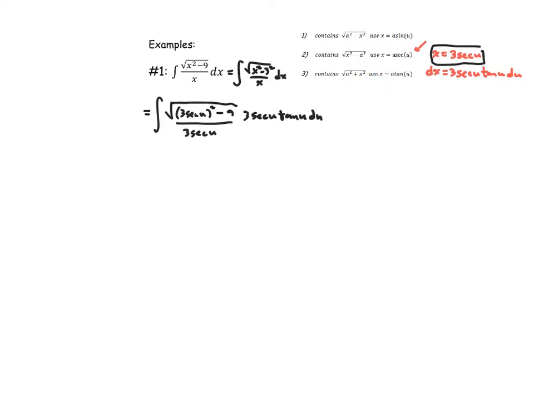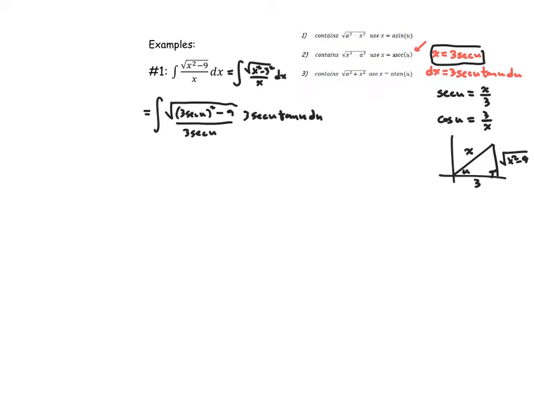So if x is 3 secant u, then that means that secant u is equal to x over 3, which means that the cosine of u is equal to 3 over x. So I'm going to sketch in the first quadrant this angle u, where its cosine is 3 over x. And I'm going to find that third side. It's going to be useful later on, which would be the square root of x squared minus 3 squared. So you can kind of see where all of this is coming from.